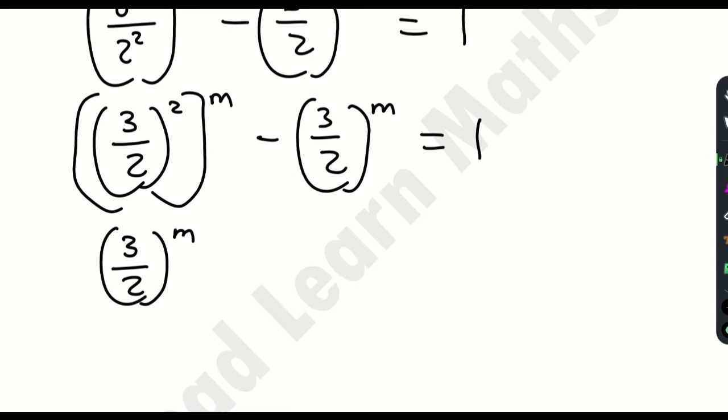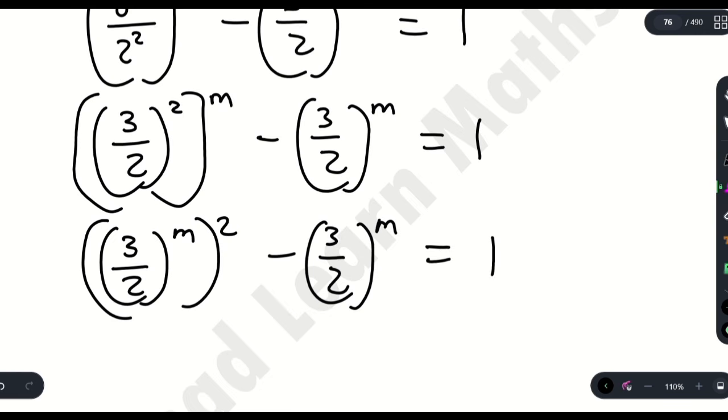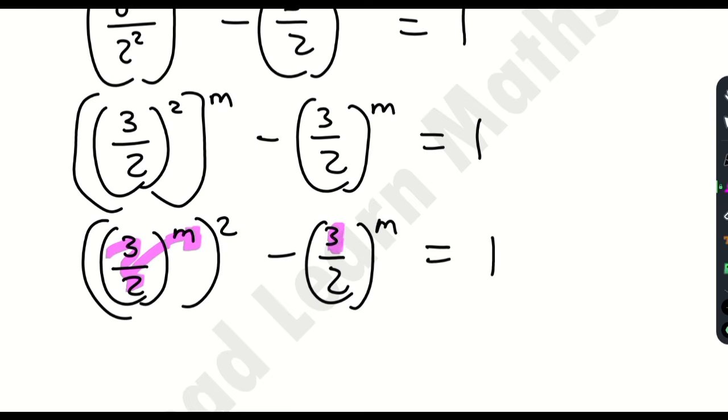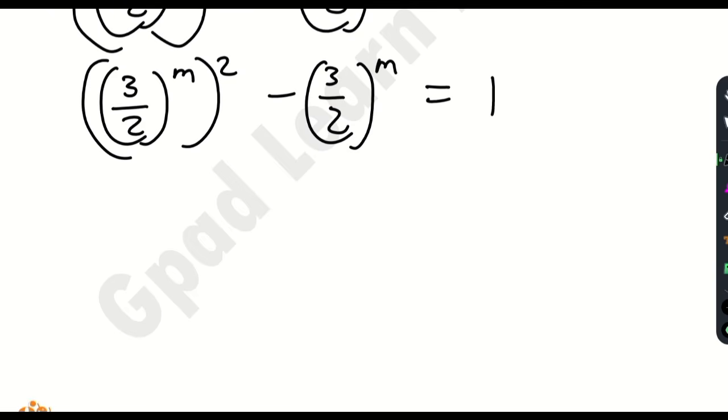You get the drift. So this is going to be what? With the exponent again of 2 from here. I just switched the positions of the exponent. Then minus 3 over 2 raised to power m is equal to 1. Is this not beautiful? See what I have here. This is 3 over 2 raised to power m, same as this, 3 over 2 raised to power m. Can I not just say let 3 over 2 raised to power m be equal to another variable? Yes, I can say that.